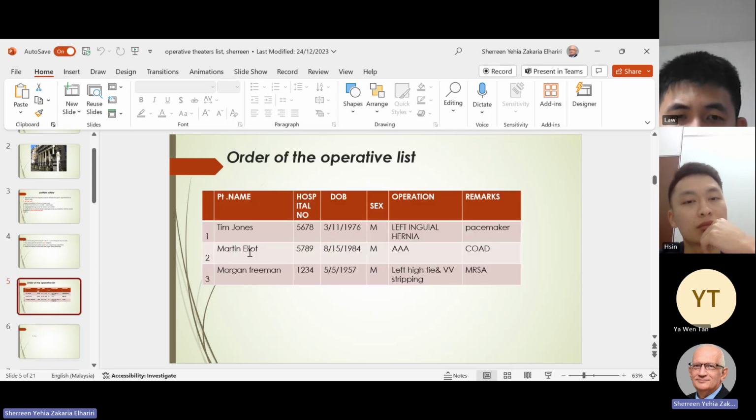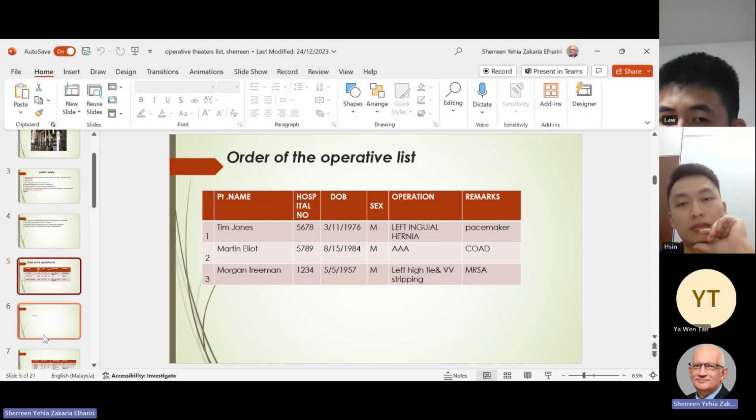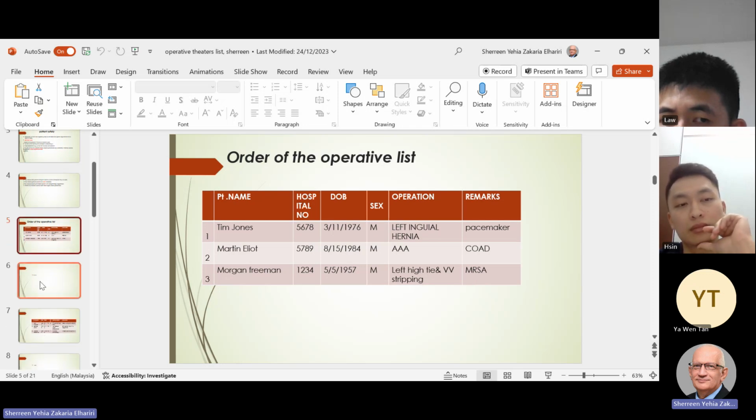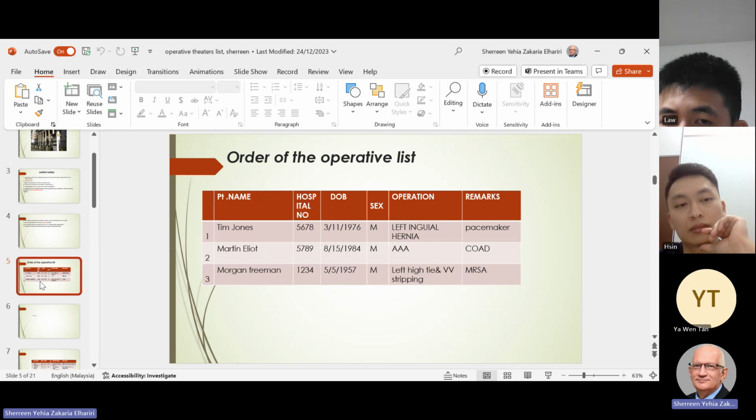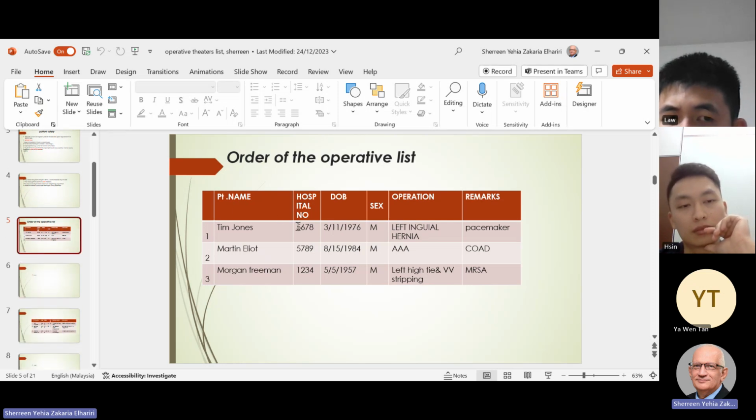So start with abdominal aortic aneurysm, followed by left inguinal hernia, which is a clean operation, and last is MRSA, methicillin-resistant staph aureus, with the same precautions. After that, you discuss with the examiner some issues related to the pacemaker and to MRSA. We will discuss it later.